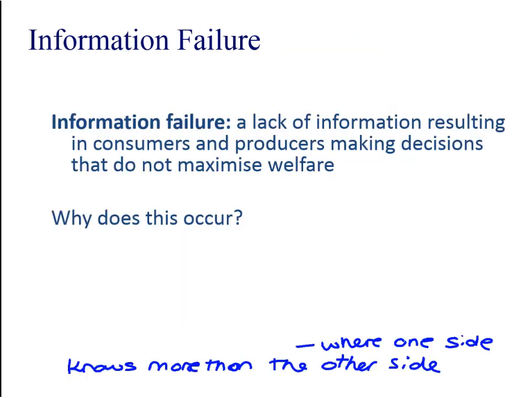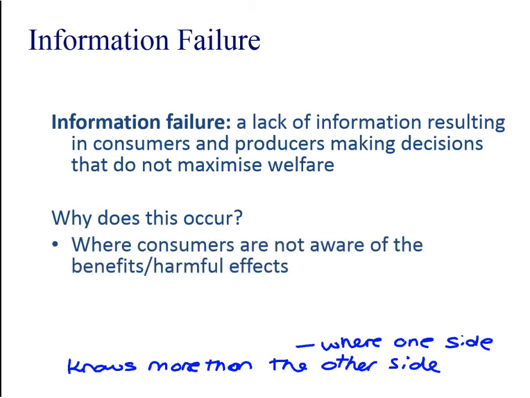Okay, so this is leading us on to what is information failure. So it's when there's a lack of information and this results in consumers and producers making decisions that don't maximise their welfare. So in short, they make bad decisions because they don't have the information to be able to make good decisions. So why does this occur? Well, there's a few reasons. Consumers or even producers are not aware of the benefits or the harmful effects. They've just not been told, they've not been informed.